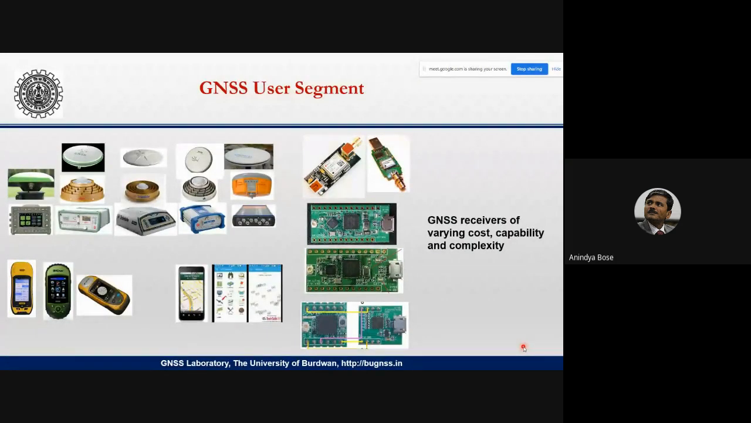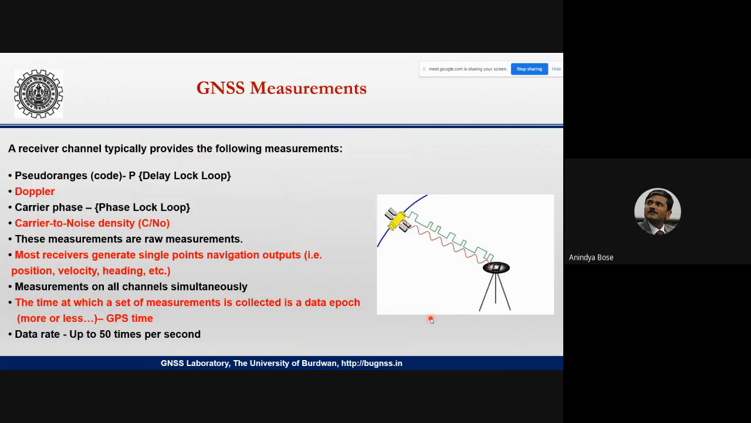These are the GNSS user segments. Lots and lots of discussion would happen on this one. There are different types of receivers, survey grade, etc. And we will concentrate mainly on the very low-cost compact GNSS receivers, which are the game changers.